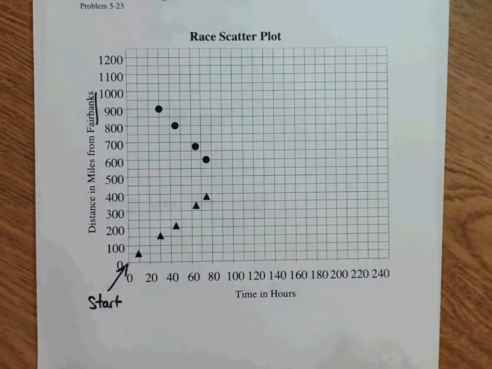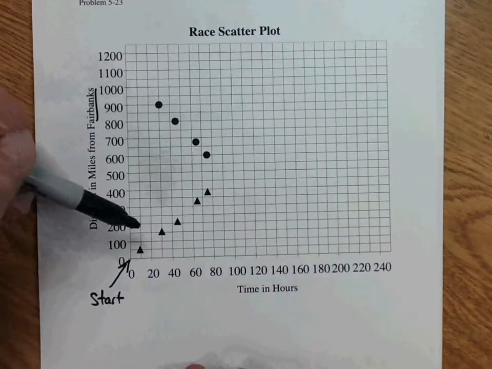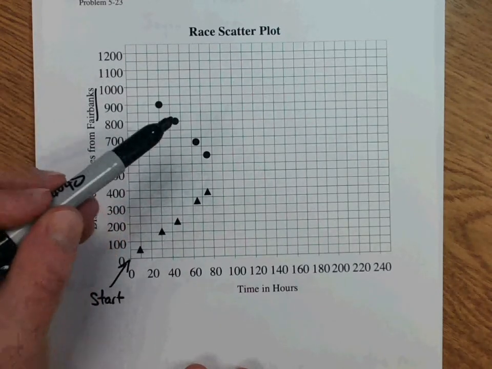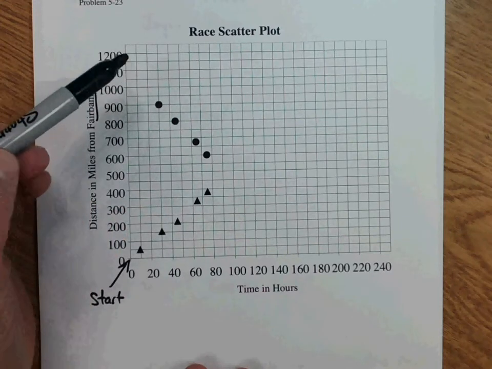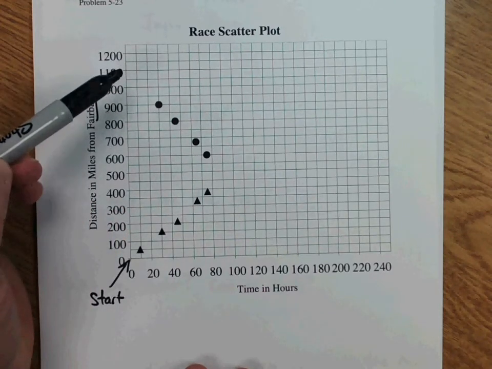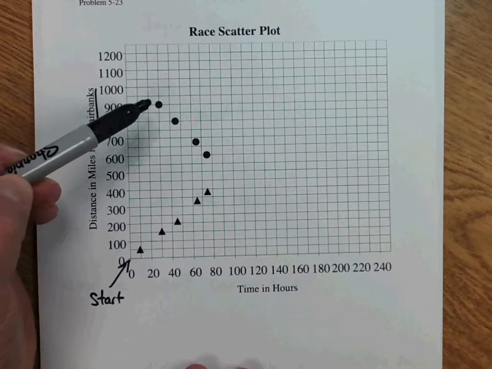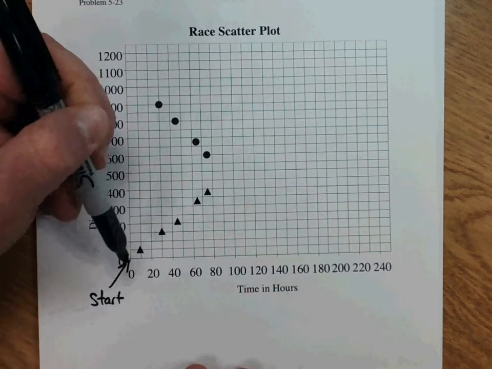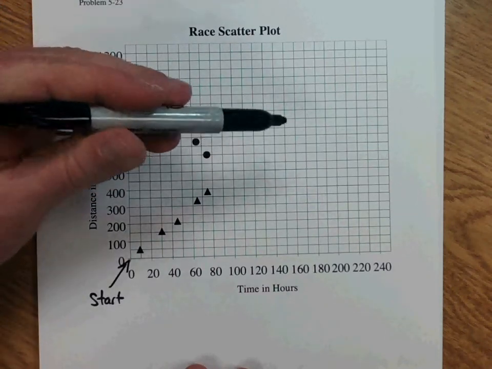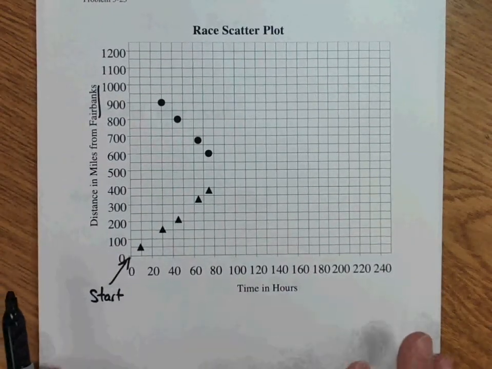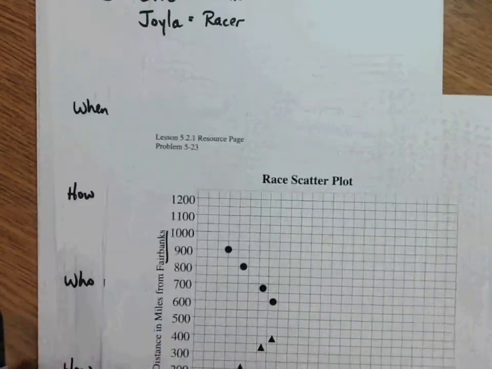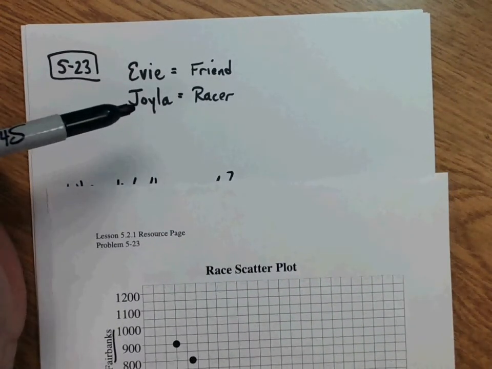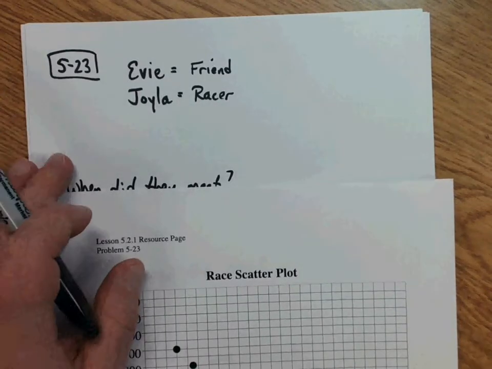Okay, so the triangles are Joyla, the racer. The circles are Evie, who is the friend, and the friend started somewhere up here, which is the finish line, and is on her way to meet Joyla. Joyla is on her way racing to end up at the finish line. So a lot of things to figure out in this problem. First thing, Evie is the friend, Joyla is the racer. They want us to put down what markings stand for what.